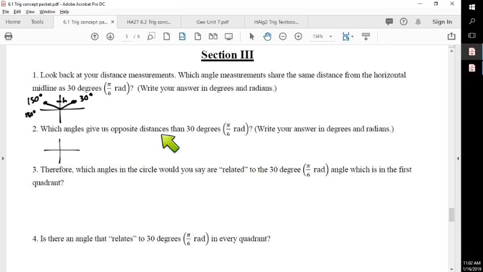Okay, so now this next question says, which angles give us the opposite distance than 30 degrees? So if this is h, that's the distance right here, the height. The opposite would be going down, right? We would have a negative h. What would be the degrees for those points? Okay, let's talk about this first one right here. What would be the degrees for this?